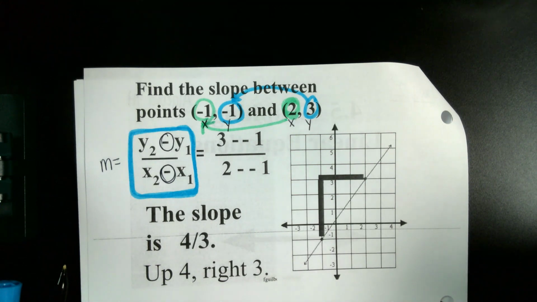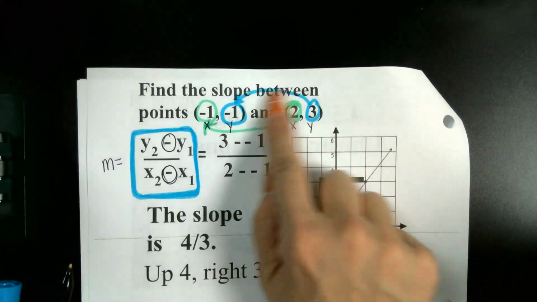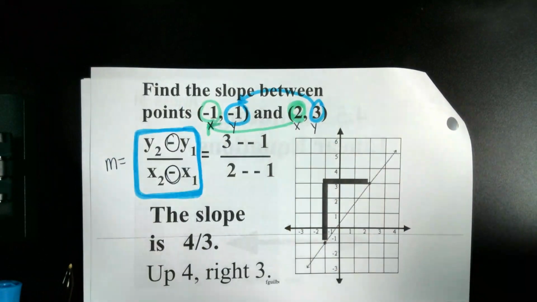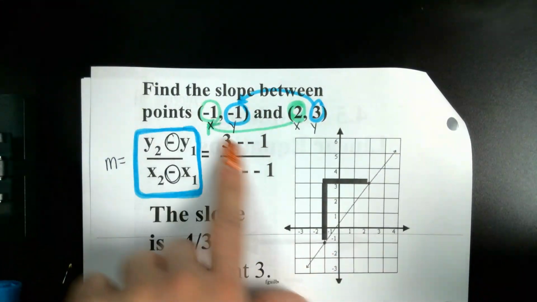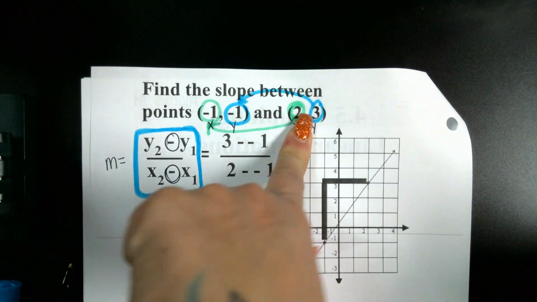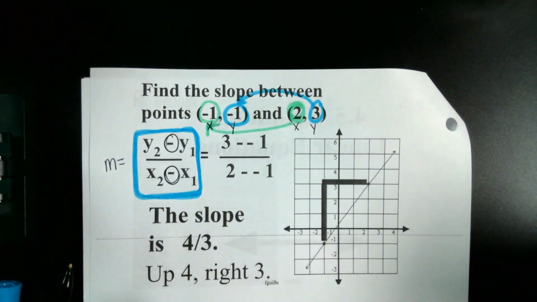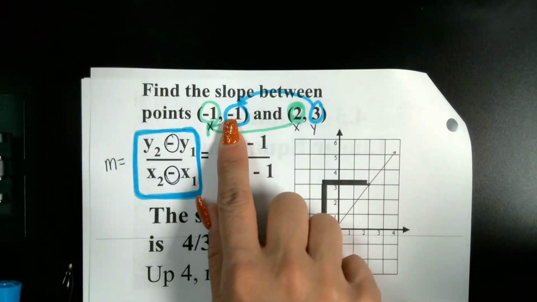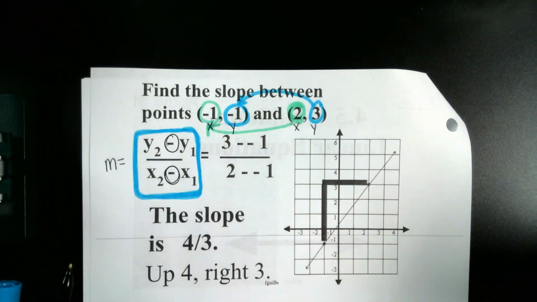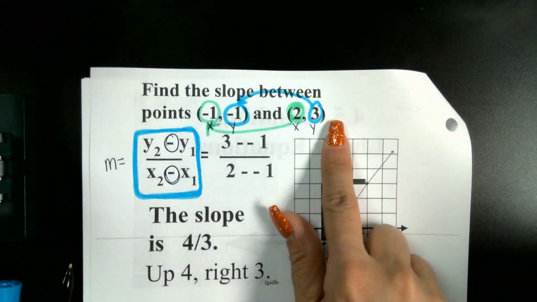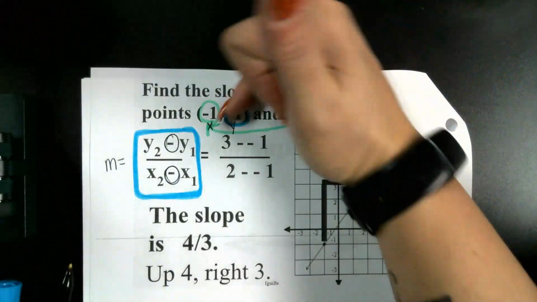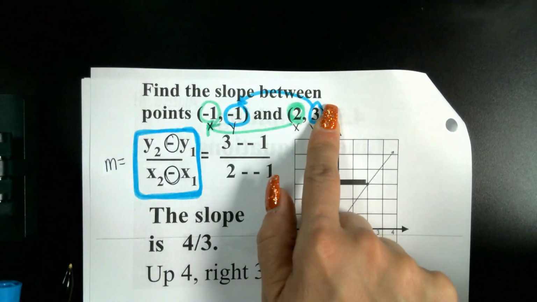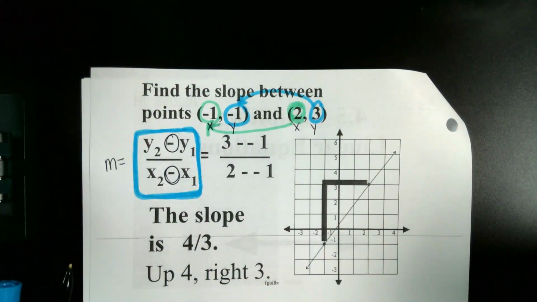But there were people last term that every single time they did this problem, instead of going this way, right to left, they kept asking me, is it okay to do this number minus this one up top and this minus this on the bottom? Yes. As long as you are staying consistent, it doesn't matter if you do y2 minus y1 and x2 minus x1, or y1 minus y2 and then x1 minus x2. What you cannot do is go this way on top and this way on the bottom. You have to stay consistent, okay?